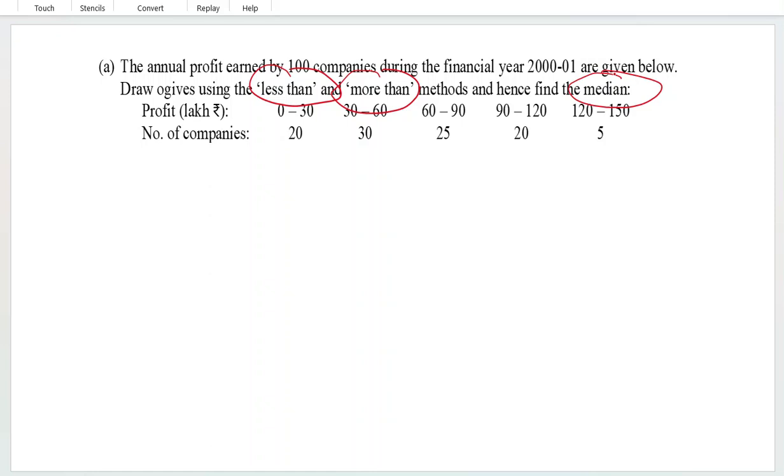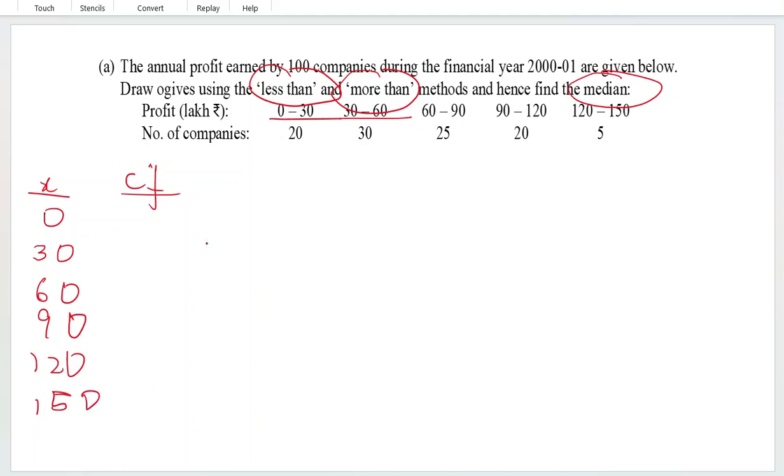So now to draw the less than type ogive, we need cumulative frequencies of less than type. These are calculated as follows. There is an X column which we create, and there is a CF column that we will create. Now in the X column we insert all the values: 0, 30, 60, 90, 120, 150. Basically we insert all these values, not as class interval, but basically the numerical values.